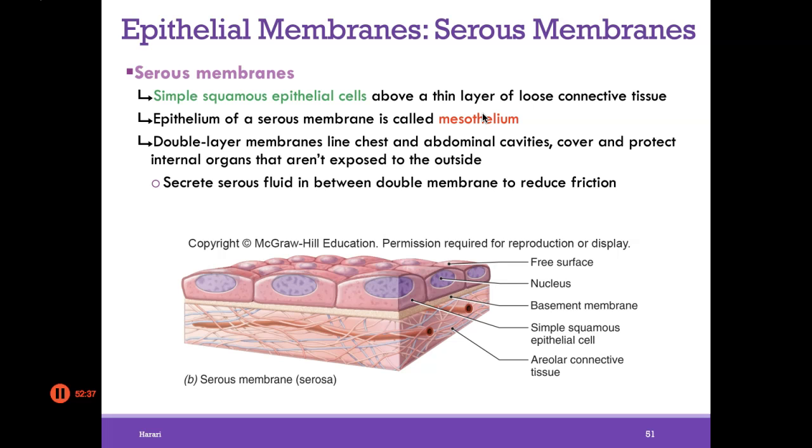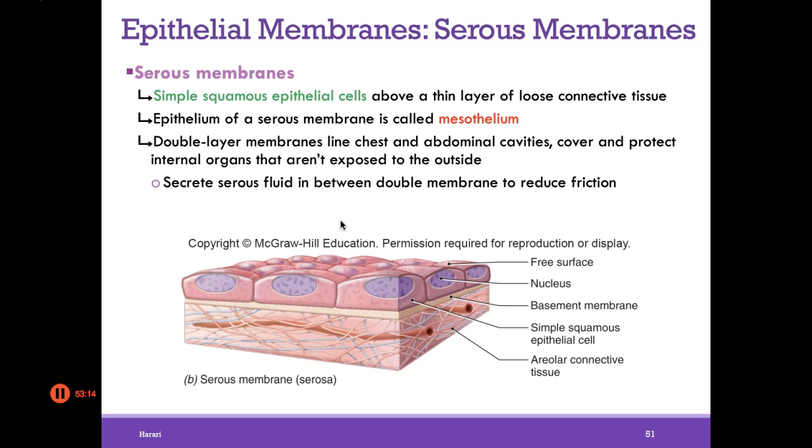So, of course, all membranes are protective. They help protect our organs, but the serous membranes secrete a serous fluid in between two membranes to reduce any friction. It's a little hard to illustrate here, but if this is one serous membrane, there would be another right above it, like a mirror image of this. And there's serous fluid in between the two membranes. Again, the serous fluid allows for more flexibility and lubrication.